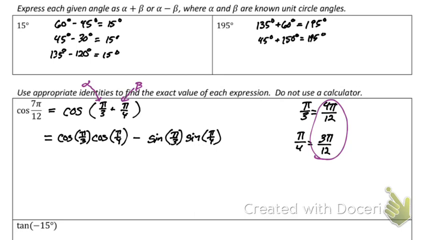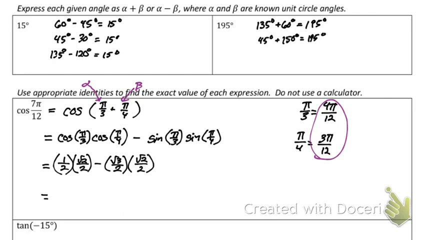All right, now we just need the cosine of pi over 3. What is the cosine of pi over 3? It is 1/2. Cosine of pi over 4, that's the easy one because that's one of those quarter angles. So that's going to be square root of 2 over 2. Minus, well, if cosine is 1/2, then sine must be square root of 3 over 2, times our sine of pi over 4, which is square root of 2 over 2.